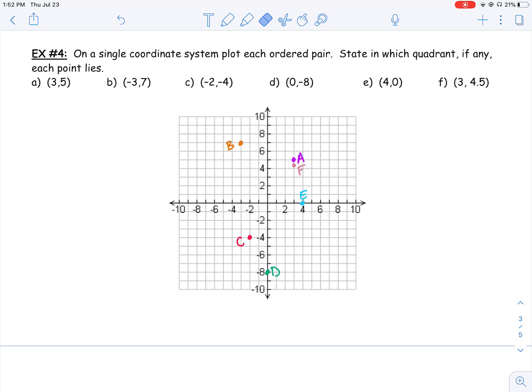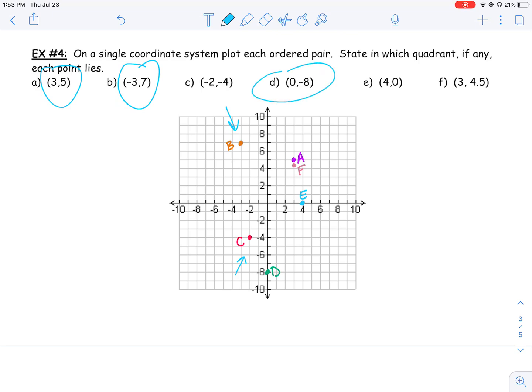All right, hopefully you've plotted all of your points. You notice that point A, 3 comma 5, is right here in quadrant 1. I've gone right 3 and up 5. You notice that point B is over here in quadrant 2. Point B was the point negative 3 comma 7. That means I'm going to go left 3 and up 7. Because my 3 is negative, my x coordinate is negative, I'm going to move left 3 and then positive 7, up 7. You notice that point C is down here in quadrant 3. I've gone left 2 and down 4.